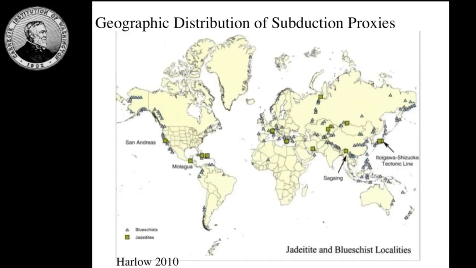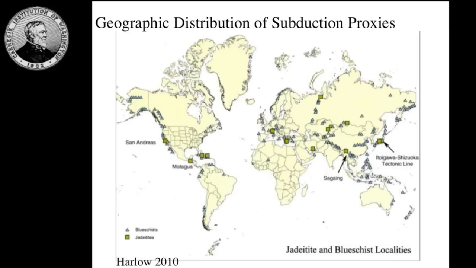So let's talk about the subduction proxies. Blue schists in blue triangles and jadeitites in green squares. And you can see they're distributed together. Around the Circum-Pacific, around the Caribbean, all through the Tethyan Belt, the Urals, they fit together like hand and glove.